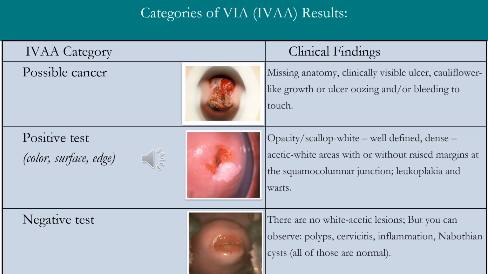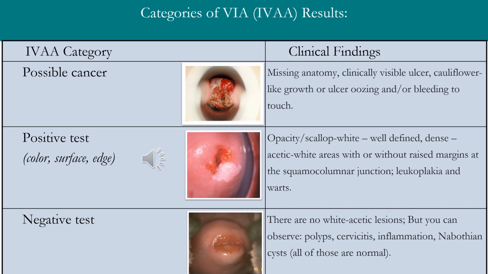The next photo is a positive test that would be treated with cryotherapy or thermocoagulation. Certain characteristics indicate a positive VIA test, suggesting the presence of abnormal or precancerous cells, such as opacity or scalloped white lesions that are well defined and dense. Aceto-white areas, which may or may not have raised margins located at the squamo-columnar junction, are a key concern. The presence of leukoplakia and warts may also be observed, which would warrant further investigation.